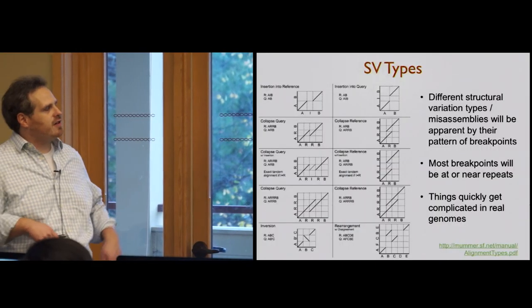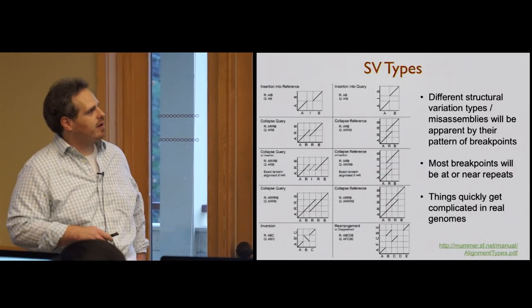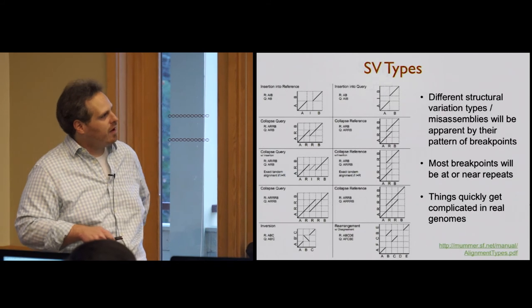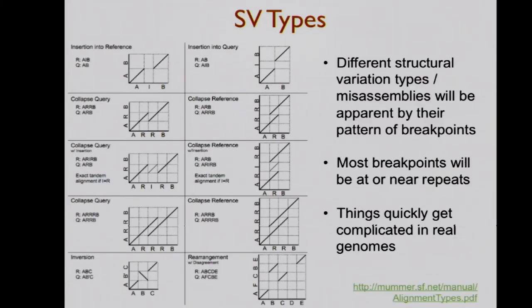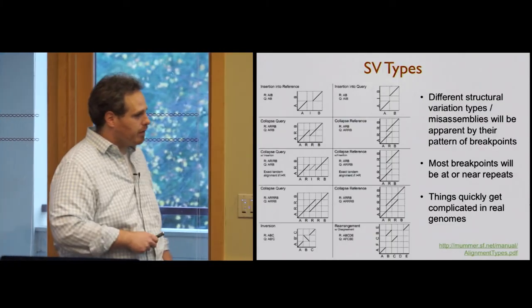In addition to those simple events, you can have more complicated events where, for example, you have a change in tandem duplication, where here you have 3 copies of a repeat get reduced to 2 copies. Again, we're going to be focusing on how things move off the diagonal. And you can have various amounts of overlap, longer overlap, shorter overlap. So if you ever want to look at these sorts of plots, I encourage you to check out this cheat sheet to help you think through the process.